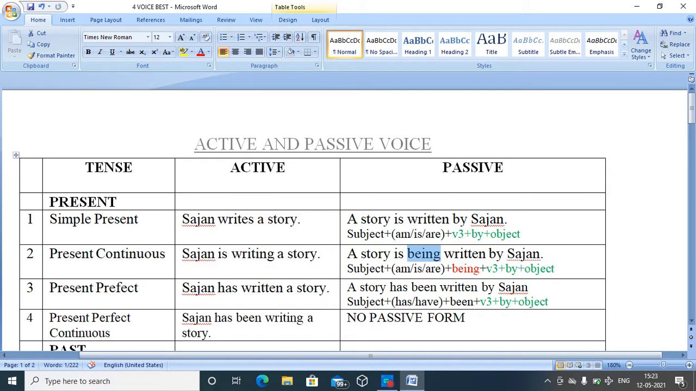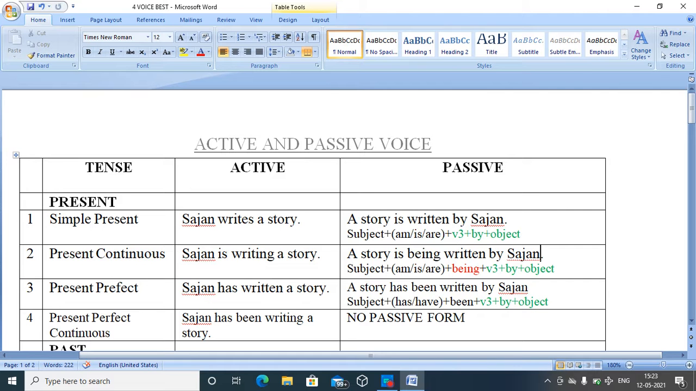So that it's a constant. Being. Then again the same part, B3 plus by plus object. You know, write is the basic main verb. So its B3 form is write, wrote, written. Written is the B3 form. The by plus object: you interchange the subject as the object as usual. So that's it. That's already the second sentence. Second tense done. What about the third one?